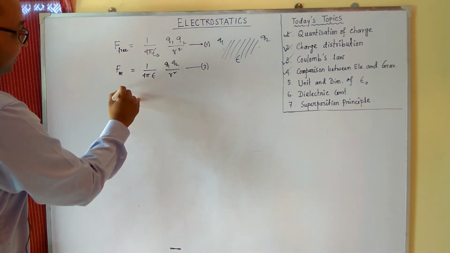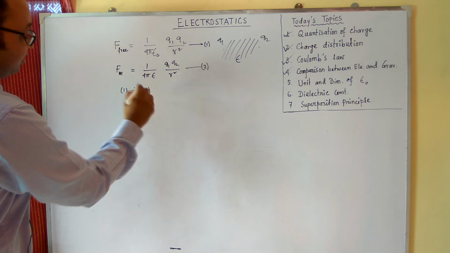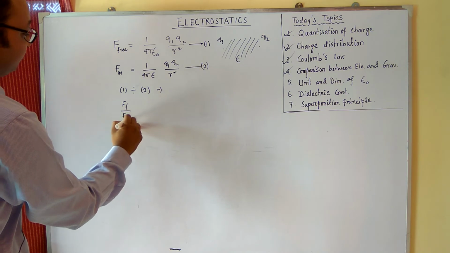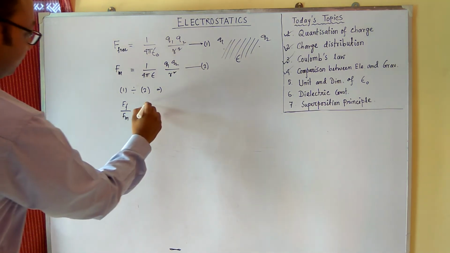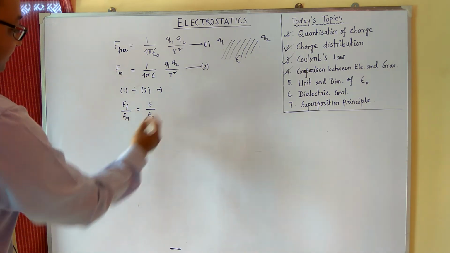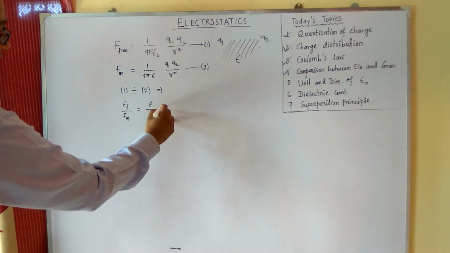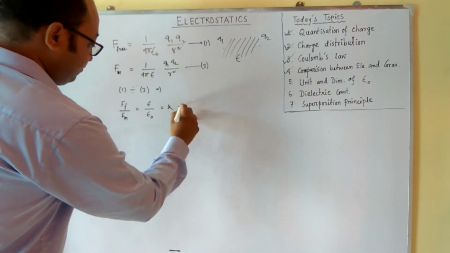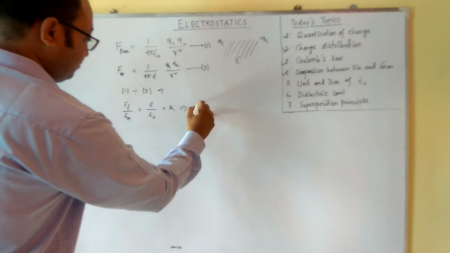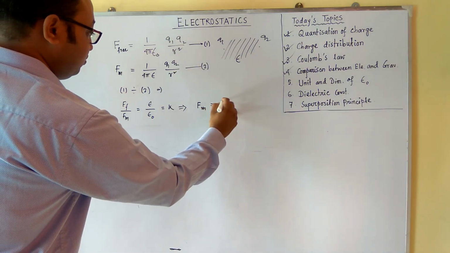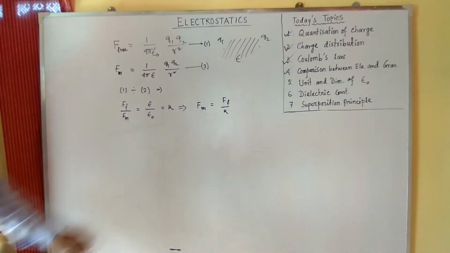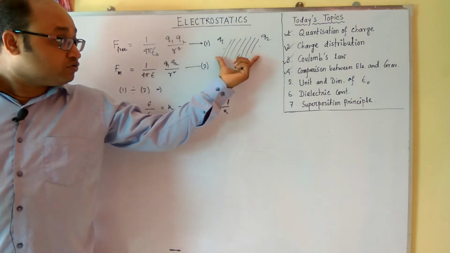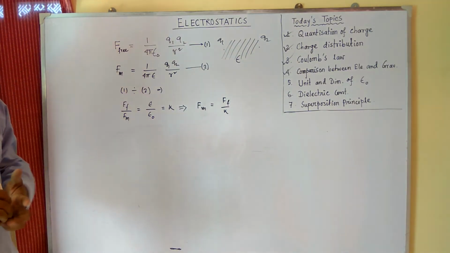Now if we divide equation 1 by equation 2, we will get F free over F medium is equal to epsilon by epsilon 0. This ratio epsilon by epsilon 0 is defined as the dielectric constant. So physically, the dielectric constant means that F medium is equal to F free over K. That is, when the space between two charges is filled with some medium, the force between these two charges will be reduced by a factor of the dielectric constant.